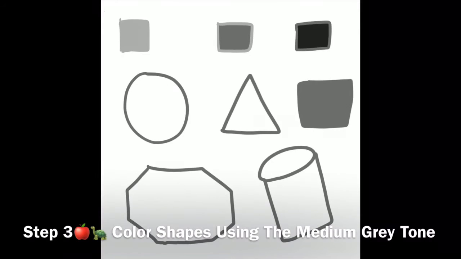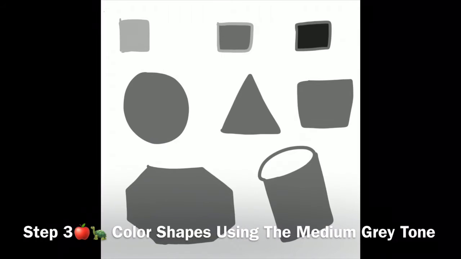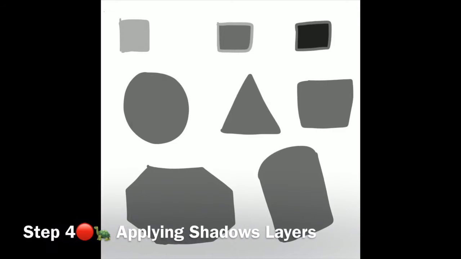Step 3, you want to isolate the shapes that you just created. I go to the layers tool, I click the layer, and I press select. This now has isolated all the shapes that I have drawn. Step 4 is understanding the shadow.